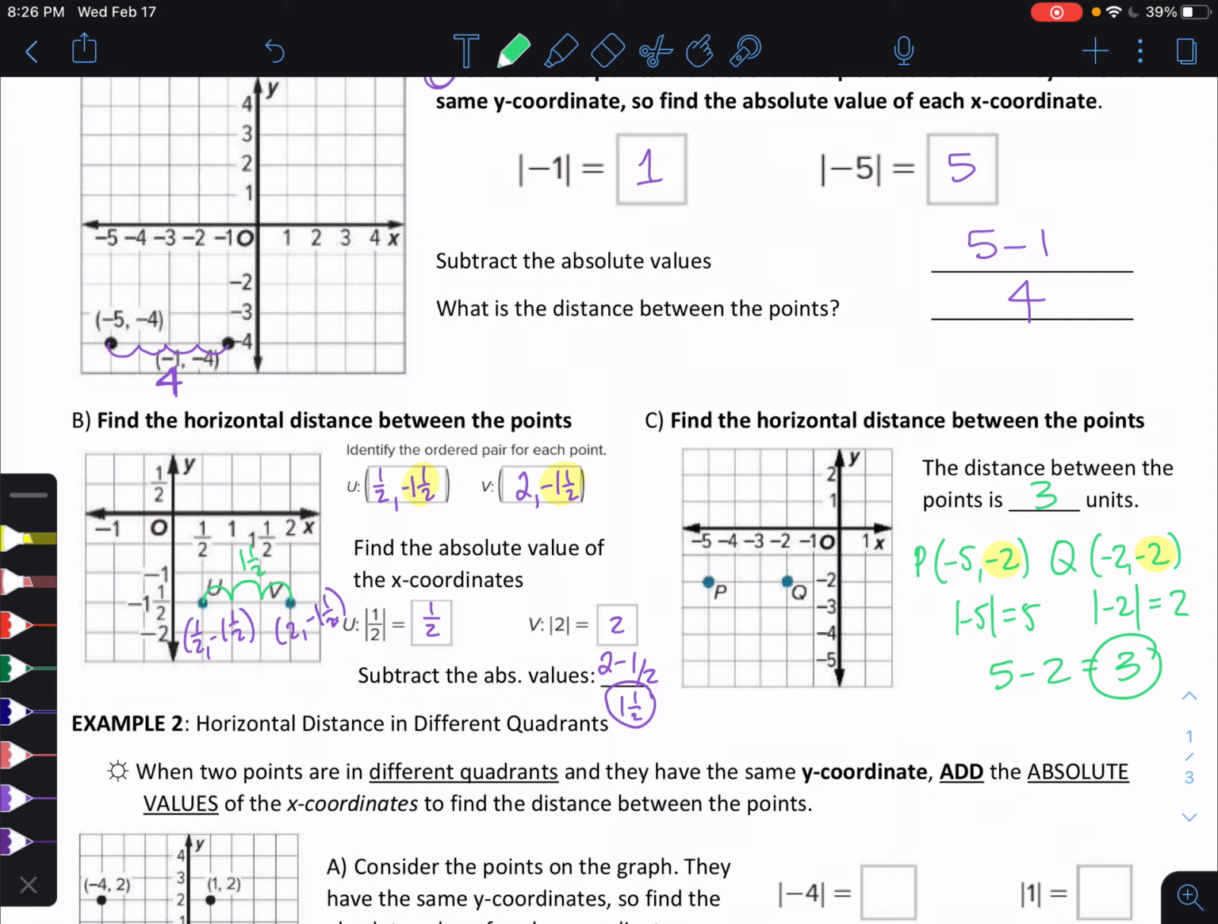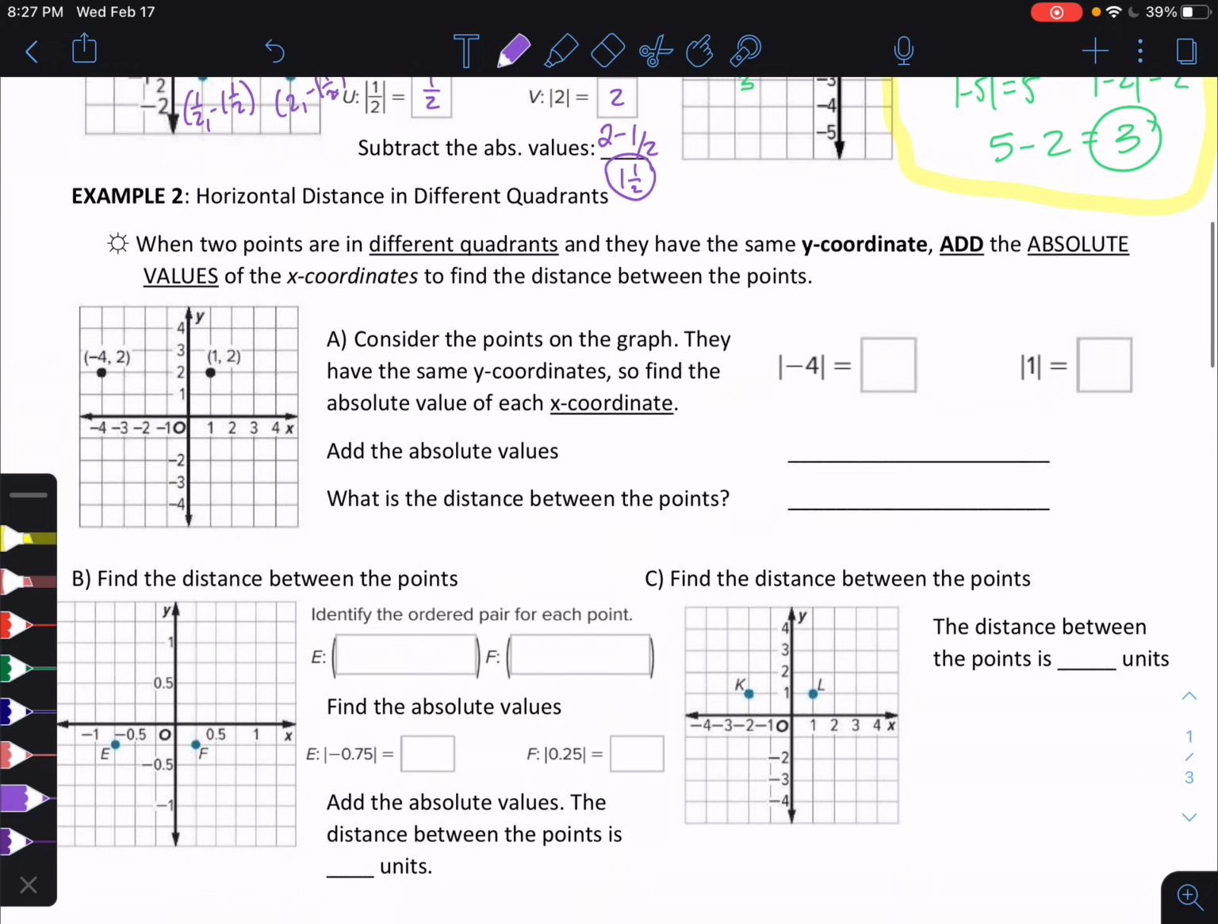Okay, this is horizontal distance in the same quadrant. And again, if you're given a picture, you can count the spaces in between. So here would be 3 units. But this absolute value, all of this stuff down right here, is what happens when you're not given a picture.